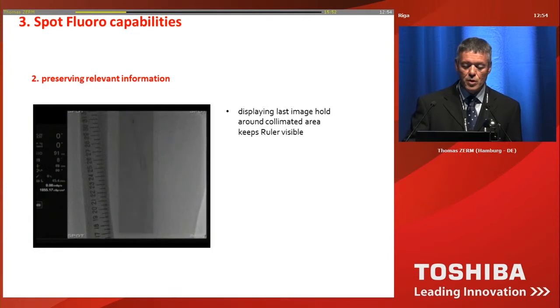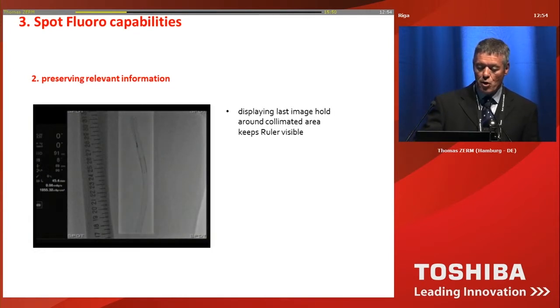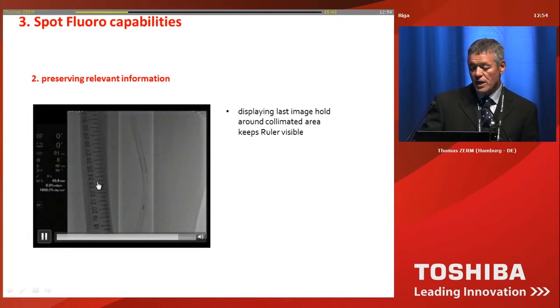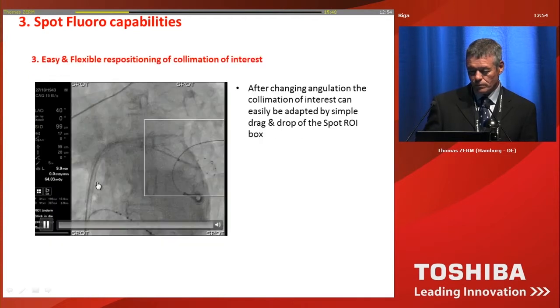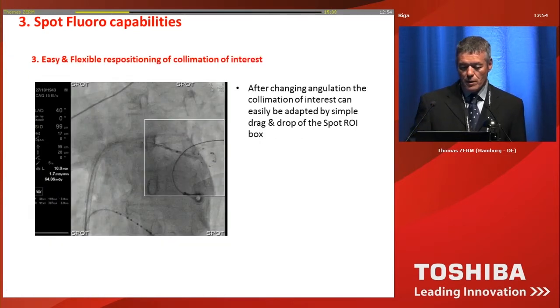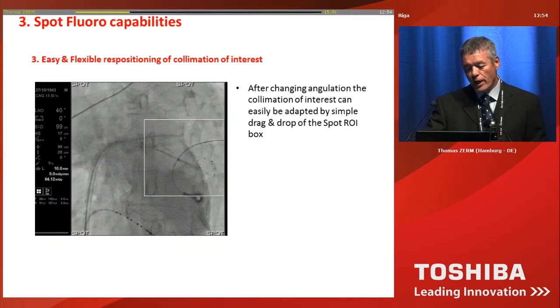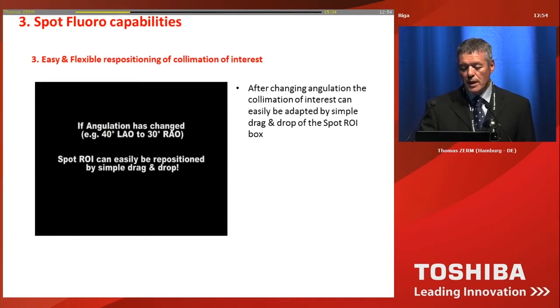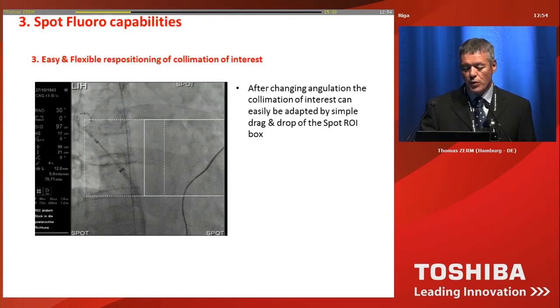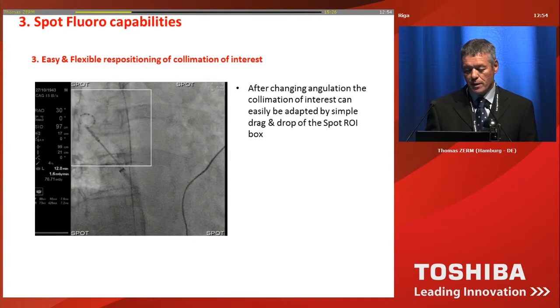Another example showing collimation in angiographic pictures. You see the ruler behind is not changed, and you can nicely keep your technical reference. And with changed angulation, for example, you keep your frame and can just drag and drop it to the other side to have the same collimation fields.